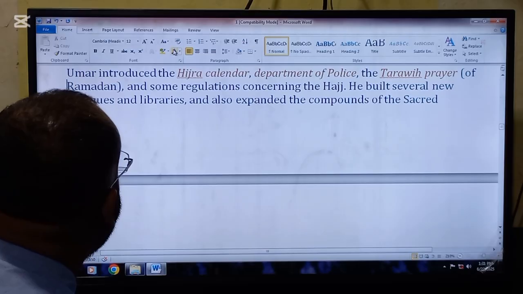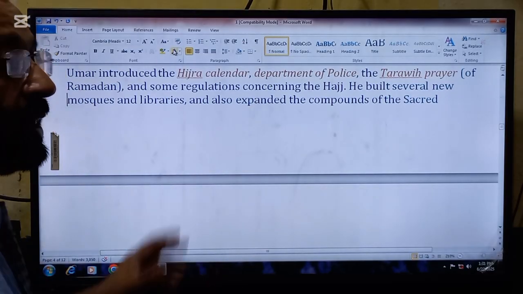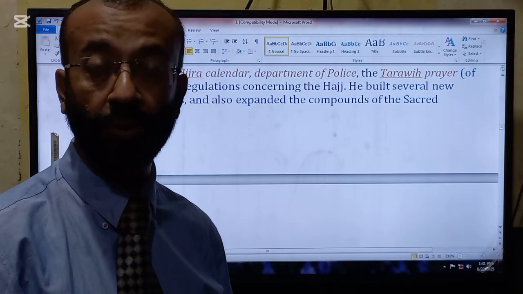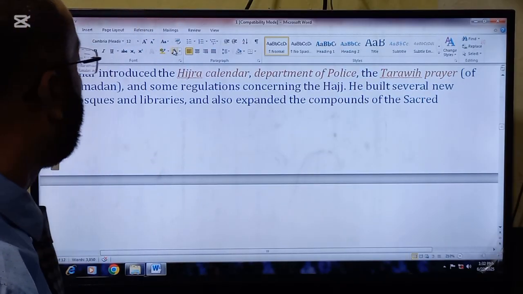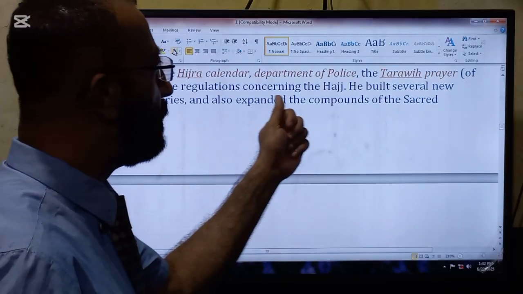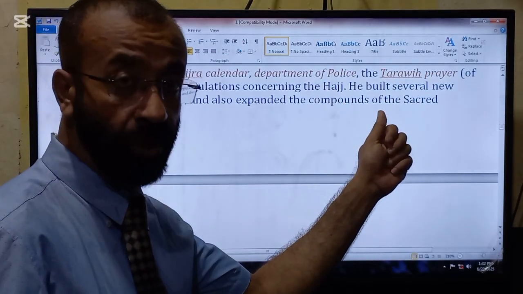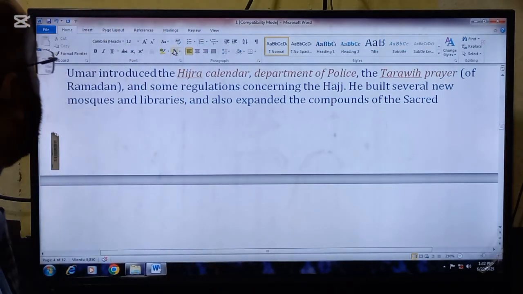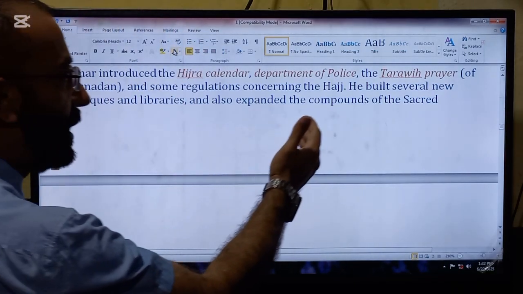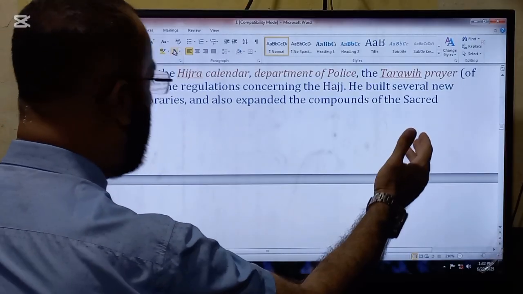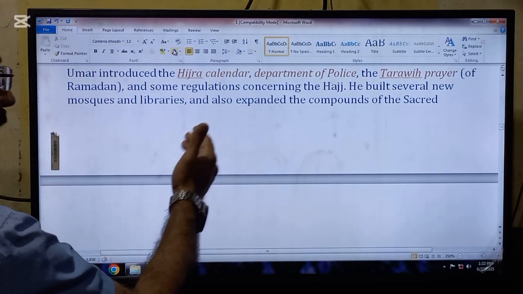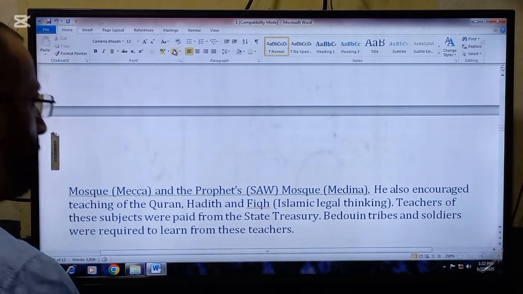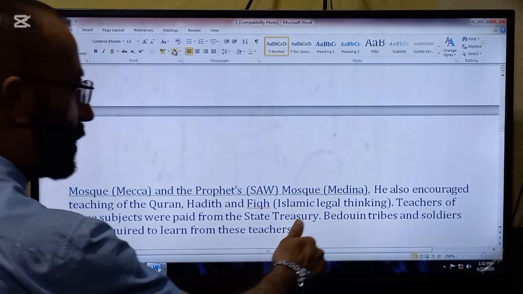Umar introduced the Hijra calendar. So this is another new administrative step that was taken by Hazrat Umar Raziyallahu Anhu. He also introduced the Department of Police, and he also introduced the prayer of the Taraweeh in the month of Ramadan, and some regulations concerning the Hajj. He built new mosques and libraries and also expanded the compounds of the sacred mosque in Makkah and the Prophet ﷺ's mosque in Medina.